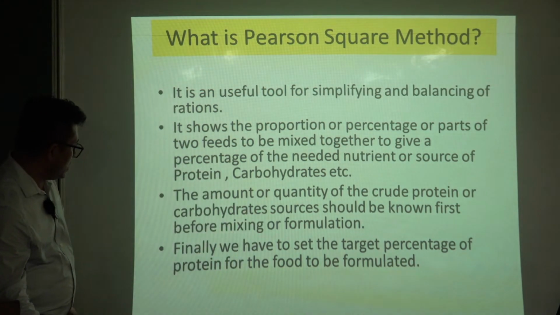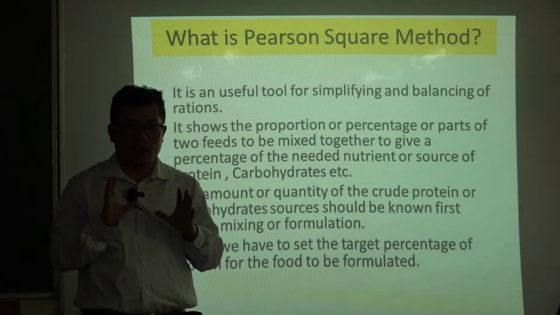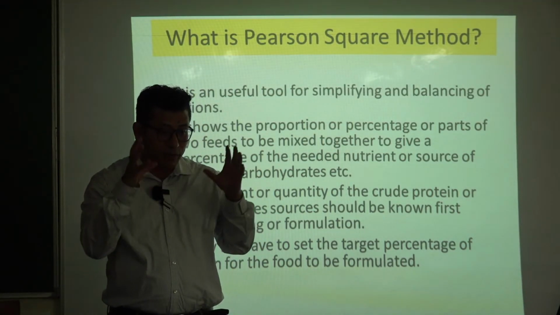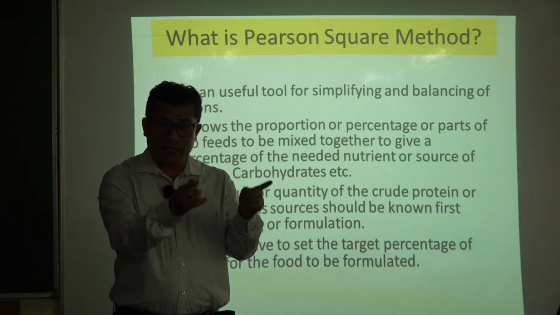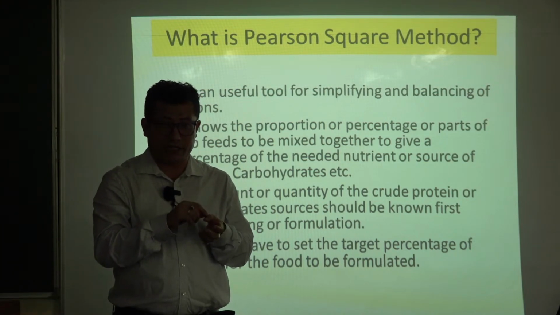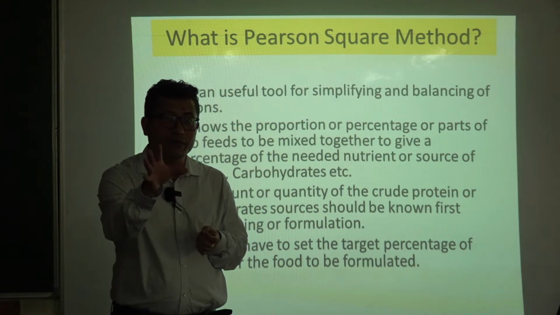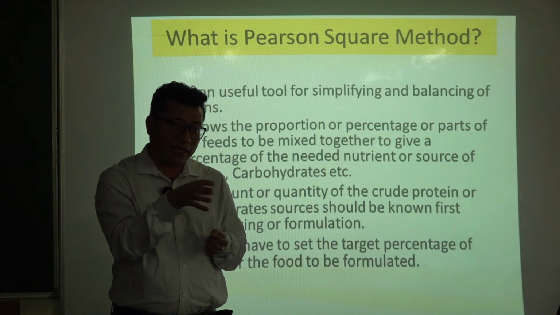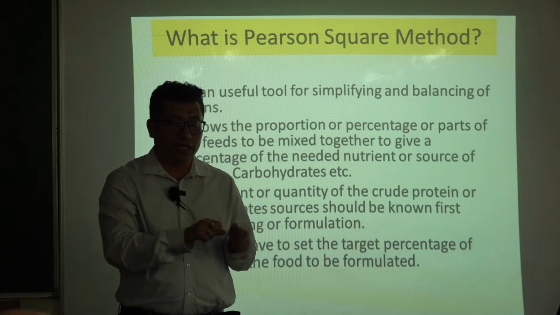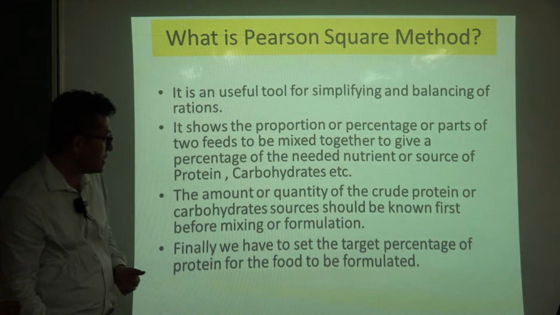So that's how. And finally we have to set the target percentage of protein for the food to be formulated. You have to look at the fish for which you are planning to make the feed, and see what its feeding habit is. If it is carnivore, you have to decide the protein to be 40 to 50. For example, if it is a herbivore, then you decide I want to make a 25% protein food. That is also okay. So you have to decide depending on the feeding habit or its requirement.